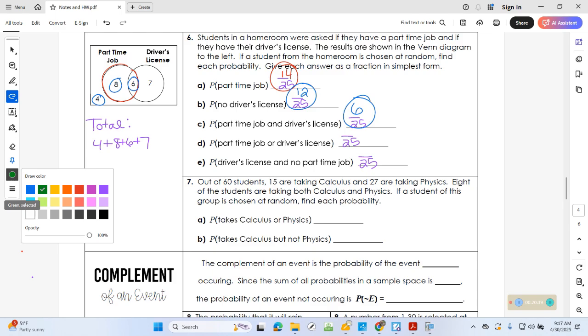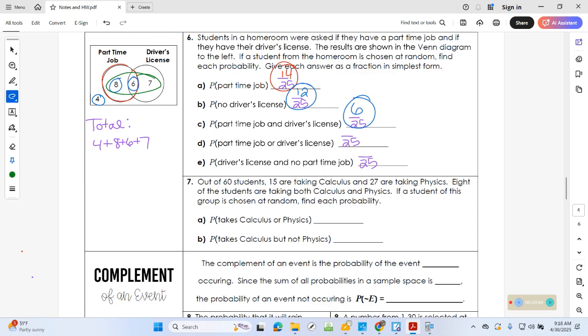Part-time job or a driver's license. 21. How did you get 21? 21's right. Yep. It's all of those. 8 plus 6 plus 7, 21. See, this is why I don't think you need me to do every single one of these. This is so easy. Driver's license and no part-time job. 7. Does 7 out of 25 reduce? No. Okay, we got it.